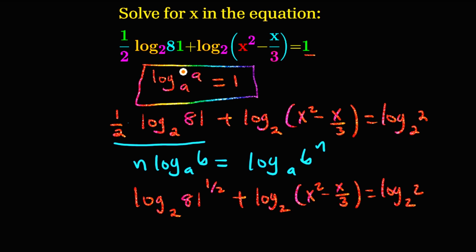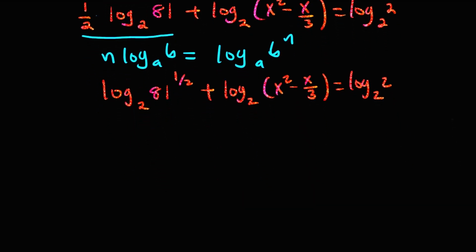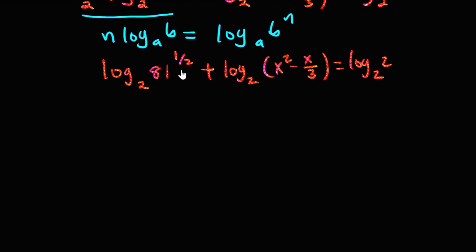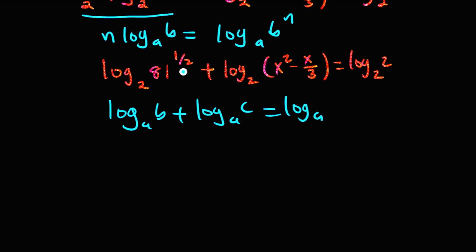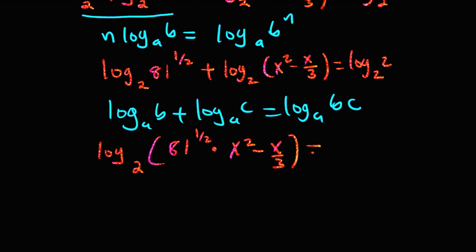Now on the left hand side we can apply the first law of logarithms because we have a sum. Remember, log to base a of b plus log to base a of c is the same as log to base a of b times c. So we can write this as log to base 2 of 81 raised to power half times (x squared minus x) over 3, and that equals log to base 2 of 2.